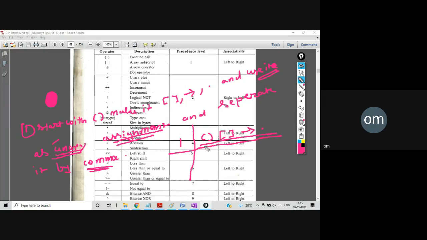So with this statement, at least this is clear. The first precedence level operators are function call, array subscript, arrow operator, and the dot operator. So what I wrote: start with round bracket, make it square, arrow, and dot. This is over. Then after that, what I have written is use it as unary assignment.